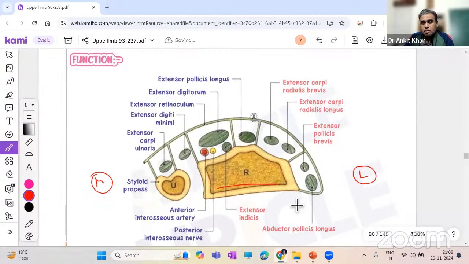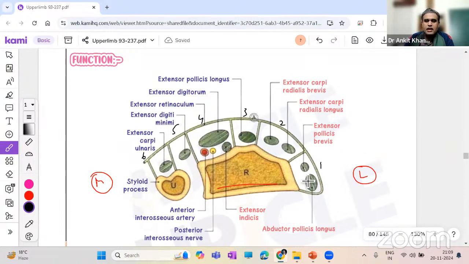Now if I ask you what will be the numbering of the septa, the numbering always starts from the thumb side. Thumb side means lateral side. This has to be septa number 1. This has to be septa number 2. This has to be 3. This has to be 4. This has to be 5. And this has to be 6. Got the point? This is how we can easily do it.